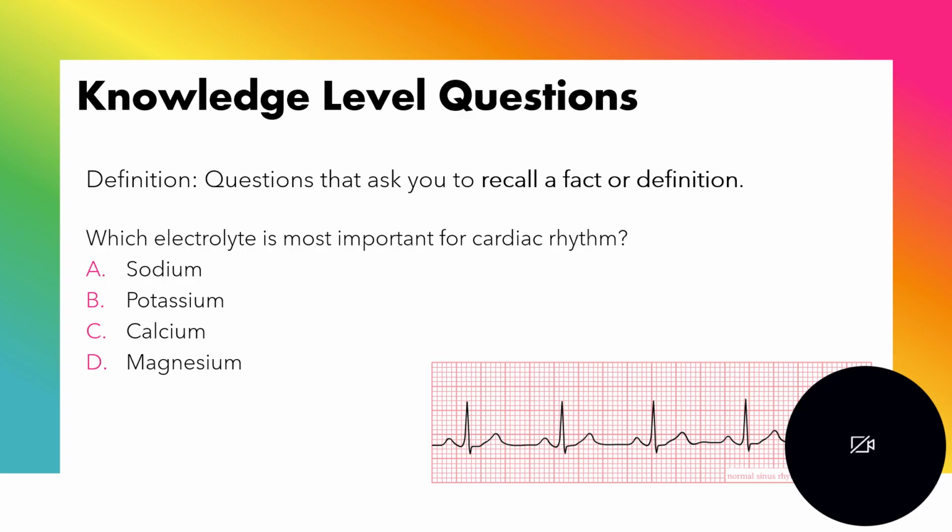So let's look at this practice question. It states, which electrolyte is most important for cardiac rhythm? Sodium, potassium, calcium, and magnesium. This information, again, could be presented on a note card. You could memorize it. It's very straightforward. So what's the answer? The correct answer is potassium. Straightforward answer, just required you to recall a little bit of information, mostly a definition or a fact, and then you kind of moved on from there.